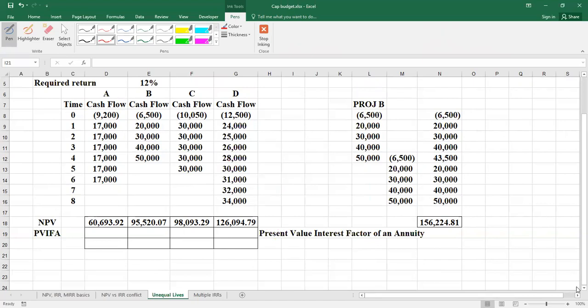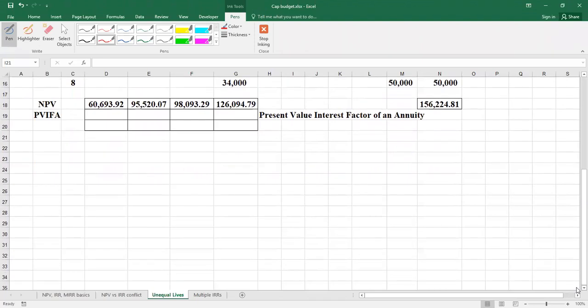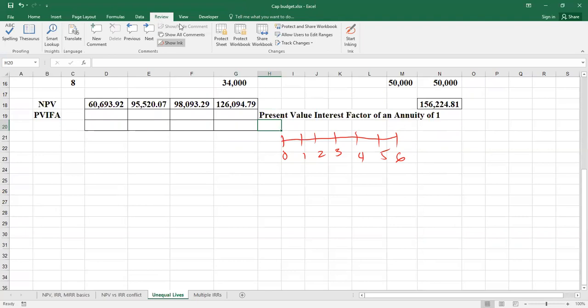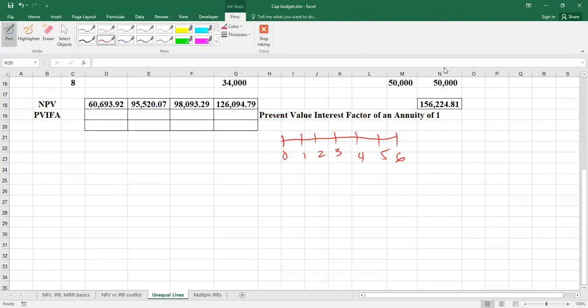Dali. Hanapan ako mag-sulat. So Project A has zero, 1, 2, 3, 4, 5, 6. Present value interest factor of an annuity of 1. Yan ang complete name. Okay, we look at 6 years, tapos annuity siya, no? Annuity siya na 6 years. Okay. Na 1 to 1. 1 each. 1, 1, 1, 1, 1, 1. Kukunin natin yung present value niya.